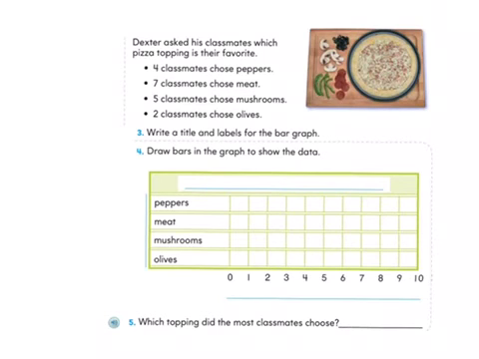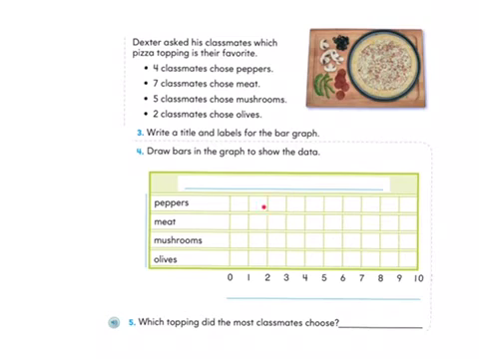All right, we're going to make one more bar graph, and then we're going to be done with these lessons of bar graphs. All right, so Dexter asked his classmates which pizza topping is their favorite. 4 classmates chose peppers. 7 classmates chose meat. 5 classmates chose mushrooms. And 2 classmates chose olives. Write a title and labels for the bar graph.